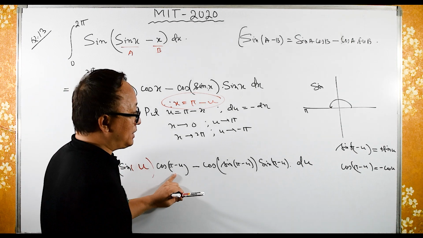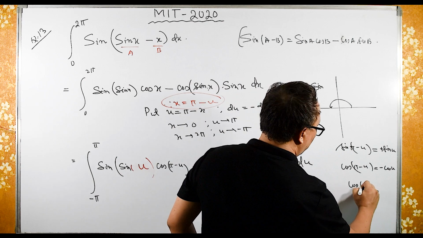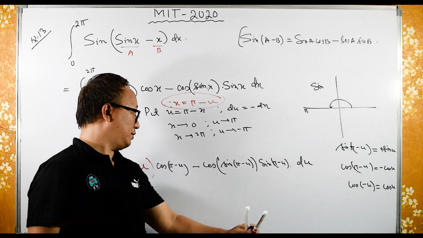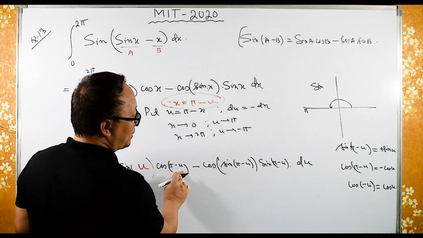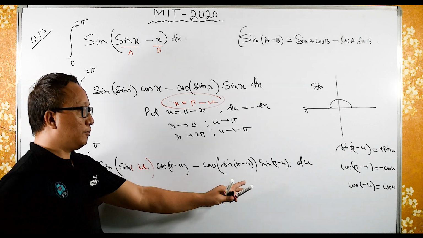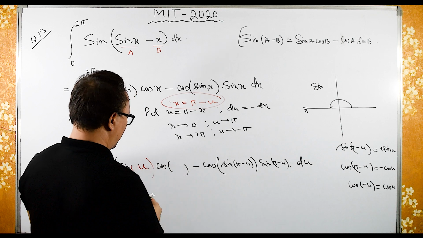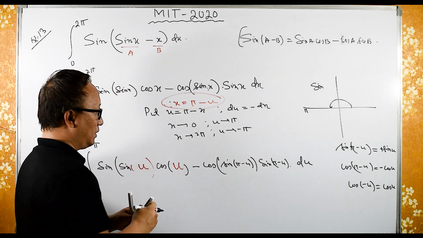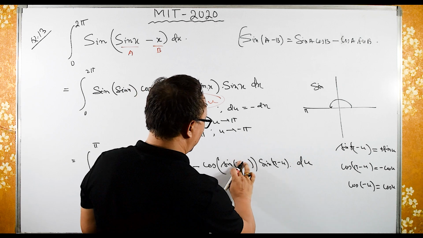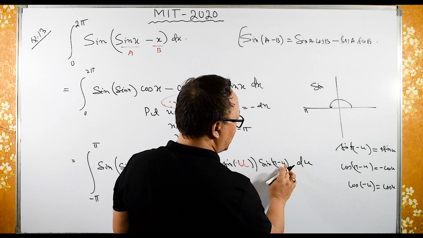Then cos of pi minus u I can write as minus cos u, and we have cos of minus u the same as cos u because it is an even function. So I write only cos of u. Similarly, sine of pi minus u is sine u, and here also sine of pi minus u is sine u.